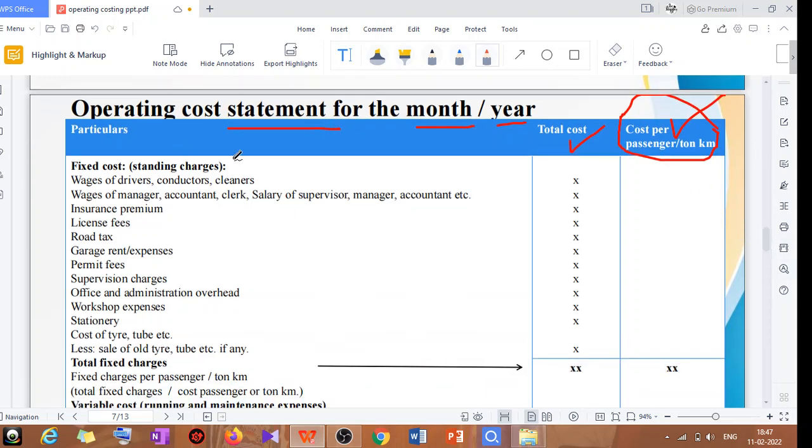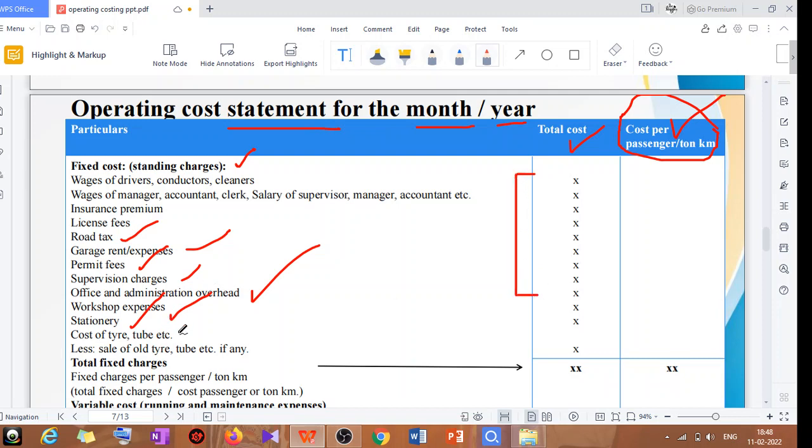Let us see what the fixed costs are. Again, I will repeat it. That is standing charges: wages of drivers, conductors, cleaners. Then wages of manager, accountant, clerk, salary of supervisor, manager, accountant, etc. Insurance premium, license fees, road tax, garage rent, expenses, permit fees, supervision charges, office and administration overhead, work expenses, stationery. So these are the fixed charges.